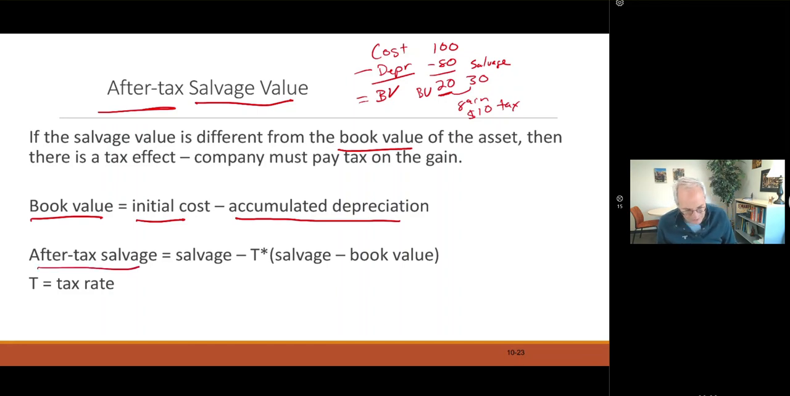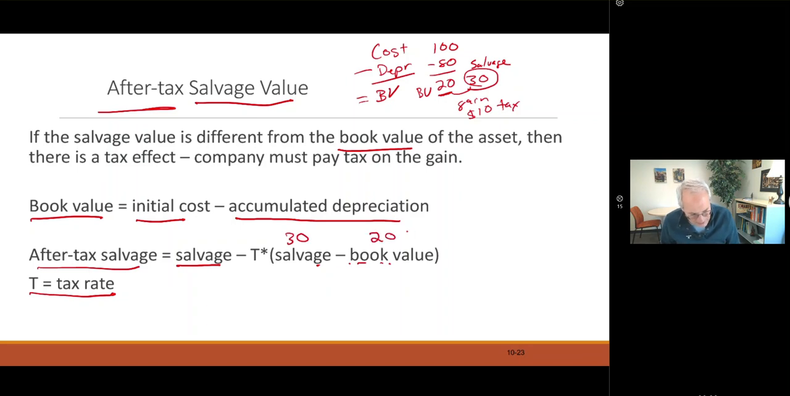The after-tax salvage value, we're going to use this when we're calculating all of those cash flows. So we did a cash flow example on the first page. Now we're going to add in this additional element of after-tax salvage. So we have salvage and after-tax salvage. Salvage is what you can sell it for, minus T, where T is the tax rate, times salvage minus book value. So up here I had 30 minus 20 as the book value.